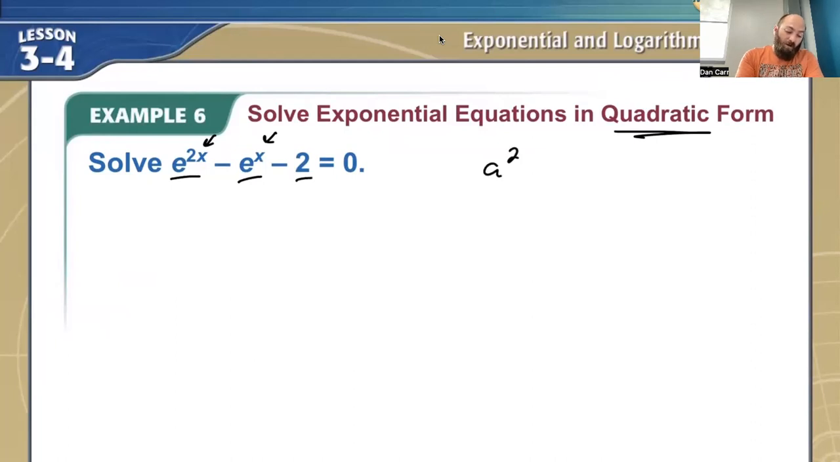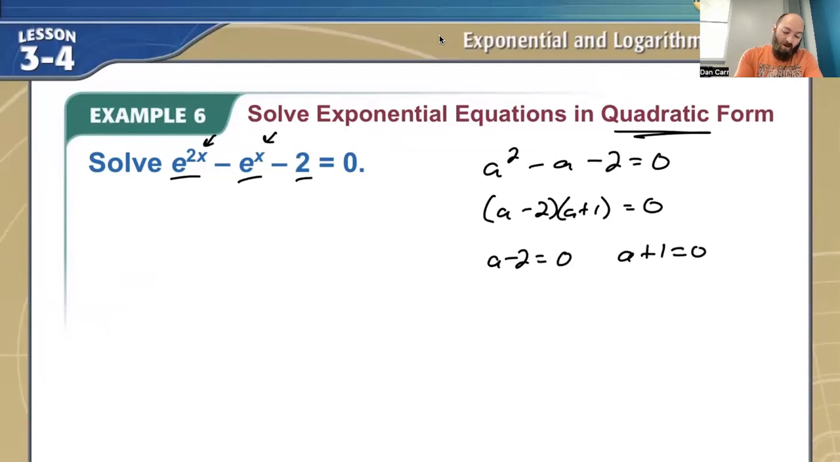It's very similar if I want to do this: a squared minus a minus 2 equals 0. If I follow this quadratic, I can factor it. It'll be a minus 2, a plus 1 equals 0. So a minus 2 equals 0 and a plus 1 equals 0. Then a equals 2 and a equals 1. Or sorry, negative 1.